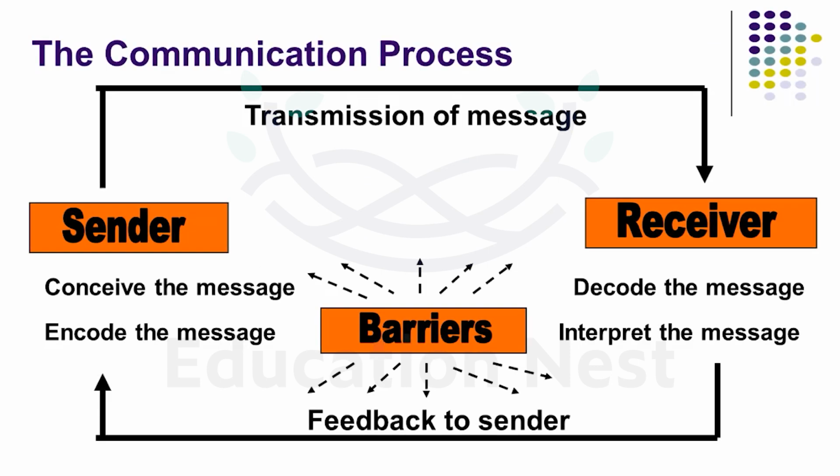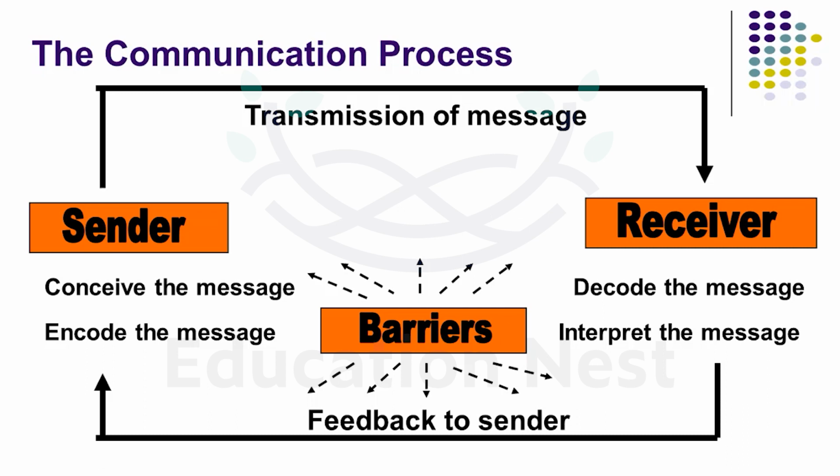The other party is the receiver. In any sort of communication process, in the beginning itself, the source of the message, that is the sender, has to first understand the message that he has to send by himself. He has to know the aim and the purpose of his message. The stage is simply called conceiving the message in the mind of the sender.